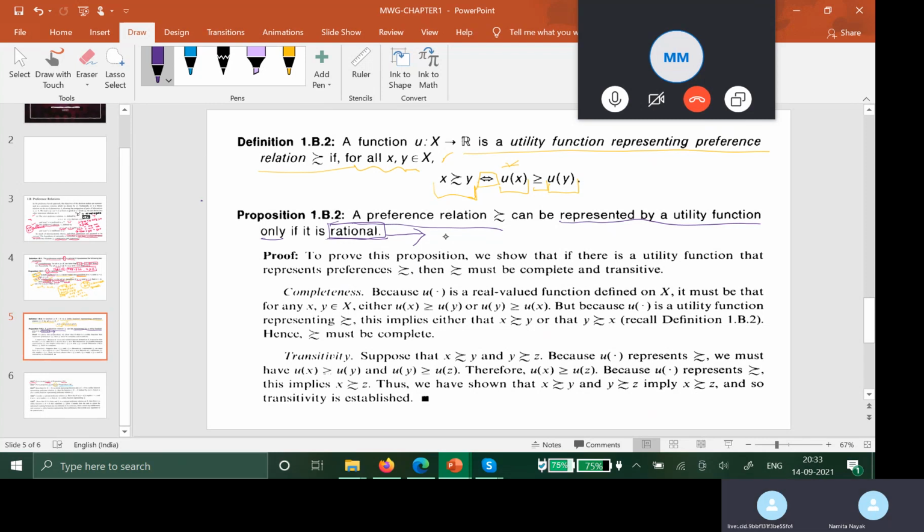So what are those points? Ma'am, completeness and transitivity. A preference relation will be rational when it has two properties, correct? Yes, ma'am. Completeness and transitivity. So the question here is telling that a preference relation can be represented by a utility function only if it's rational.